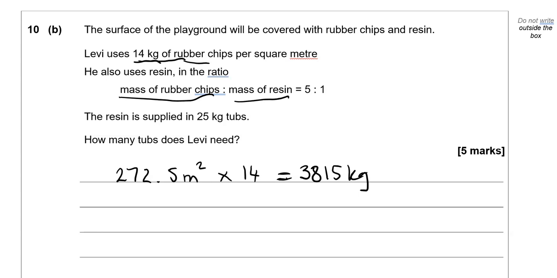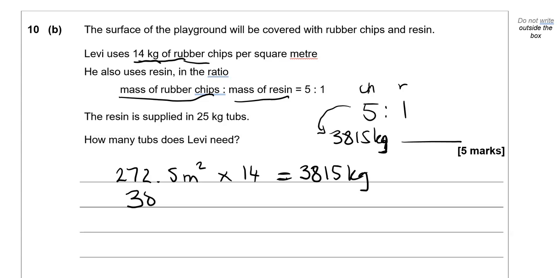We now need to work out the mass of the resin. We're going to use the ratio. So if the ratio is 5:1, and we are using 3,815 kilograms of rubber chips, then we need to work out the mass of the resin. So to get from 5 to 3,815, what do we multiply by? So I'm going to work that out by going 3,815 divided by 5, which is 763. So we do the same on the other side, multiplying by 763. So 1 times 763 is 763 kilograms.